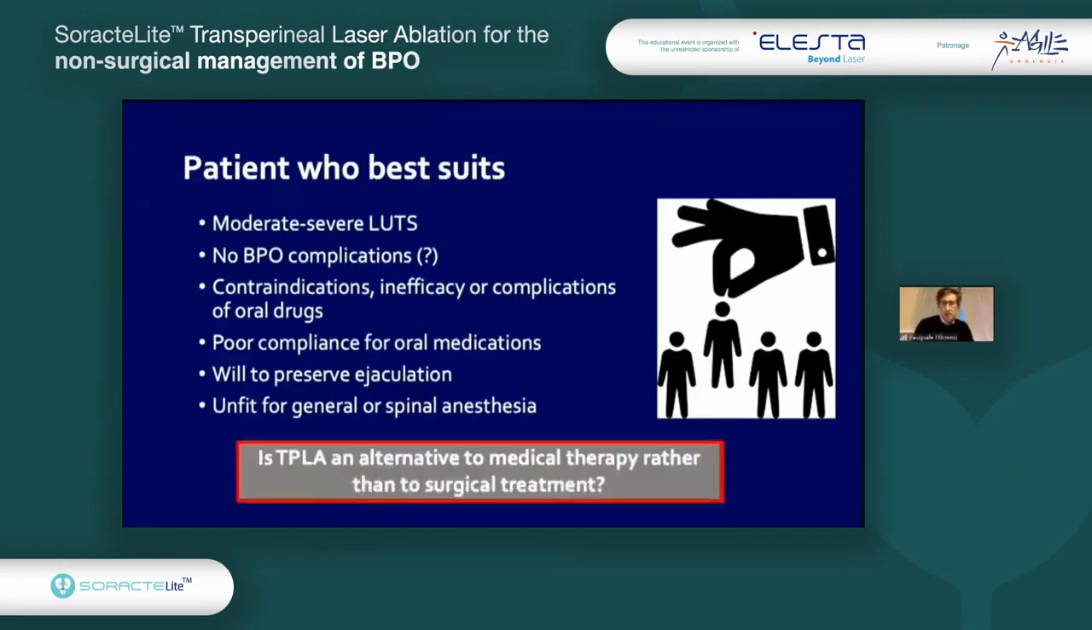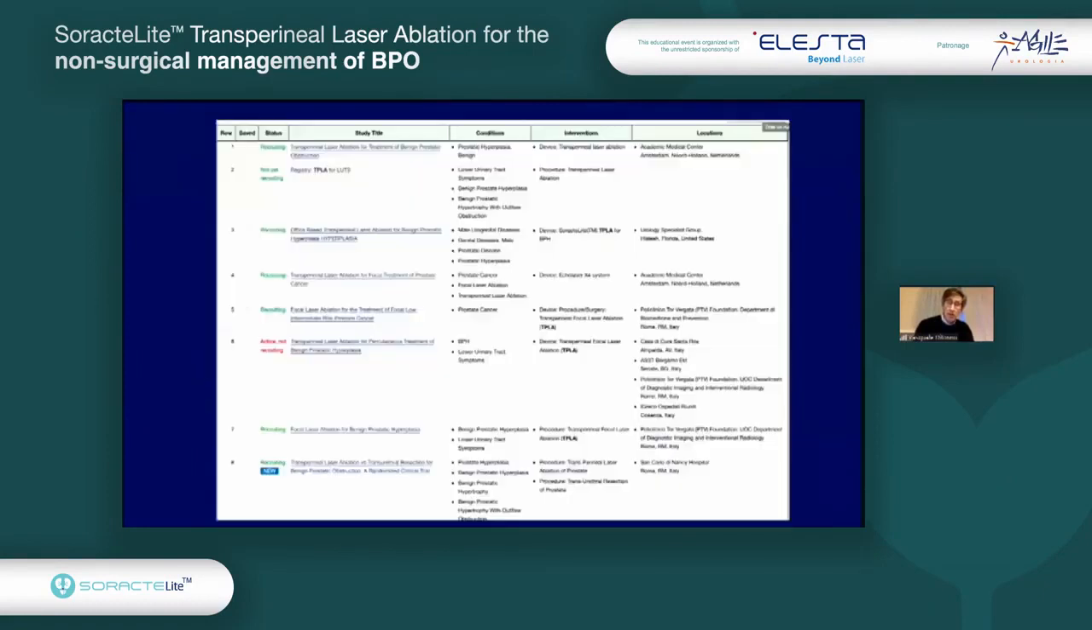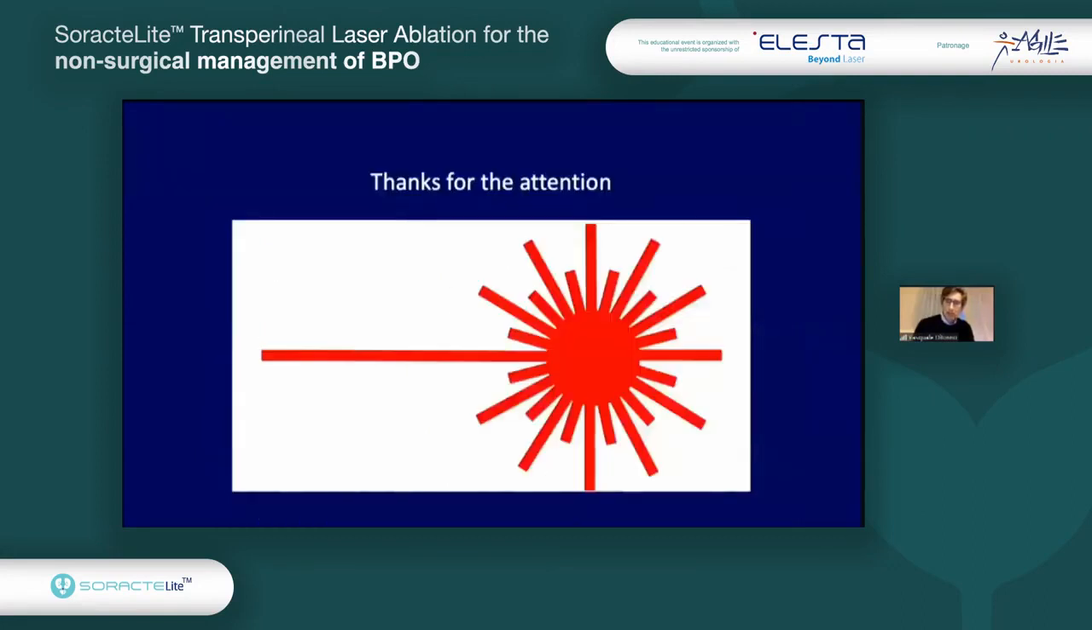As a discussion, is TPLA really an alternative to surgical treatment, or more to medical therapy in the future, when we set our procedure better? There is a registry for TPLA, coming from the Dutch group, and also other recruiting studies. So it's an evolving procedure, and in the near future we are going to see more data to set this procedure in standard clinical practice. Thank you for your attention.